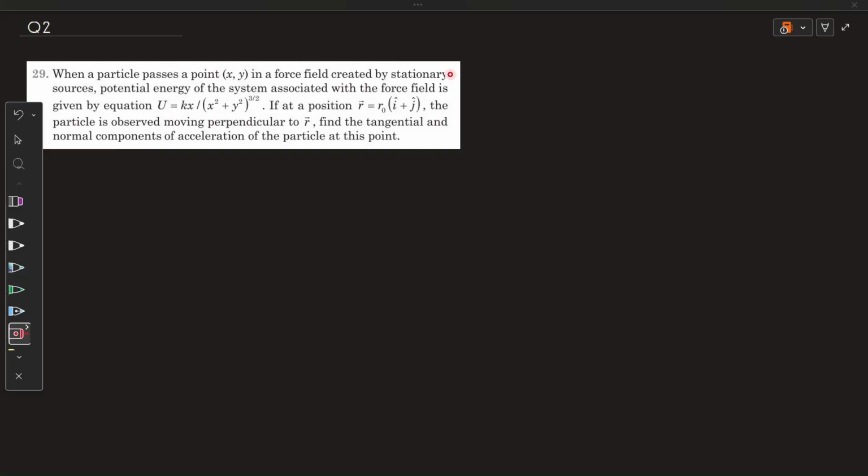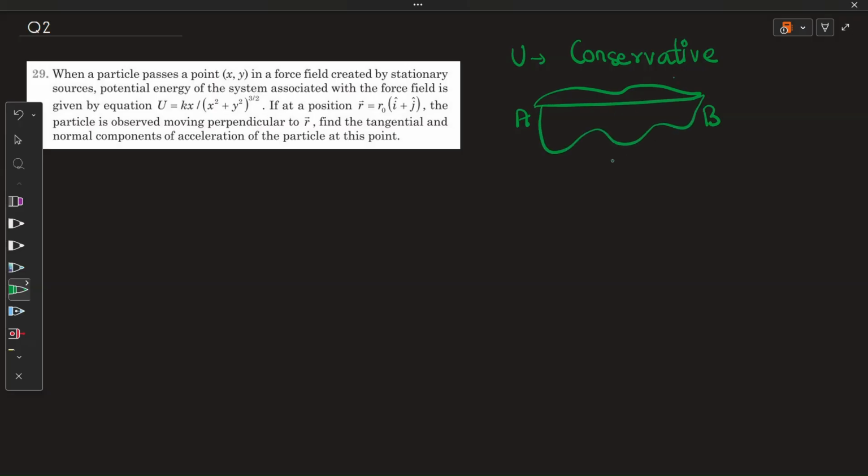Actually, this is a typical question from conservative fields. Let me explain the concept. This is an easy question, but I chose it to explore this concept. First, potential energy is mainly associated with conservative fields. In conservative fields, the work done is path independent. If you move from point A to point B, no matter which path, the work done would be the same, and that would be the potential energy.